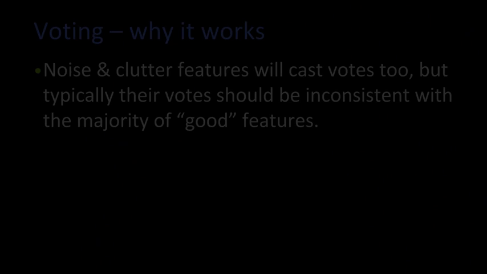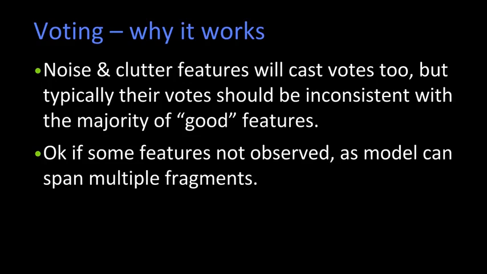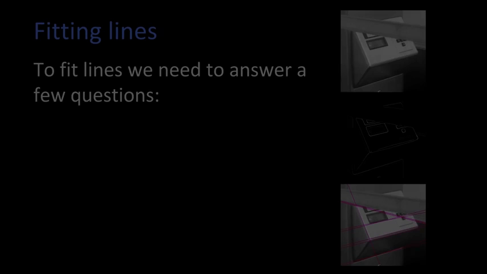So this works the same way for our computer vision. Noise and clutter features will cast votes too, just like the real features, but typically their votes should be inconsistent with the majority of the good features. Also, another nice thing is, even if part of the circle, say, is occluded and there are no features there to vote for it, because the rest of the circle has gotten a lot of votes, we're able to find the circle. So the example we're going to use today to start with is just on fitting lines.